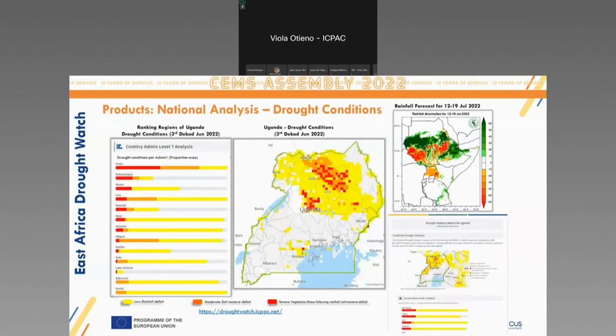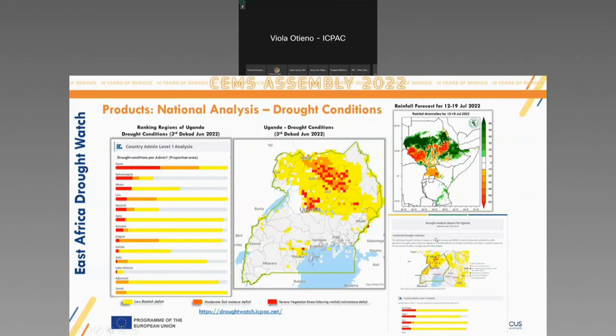The other products you can get at national analysis, and this is feedback that we received when we're dealing with the stakeholders. We showed them the regional analysis where you can see which country is the most affected. And they said it would also be interesting to have similar analysis for national level as well. So it means for every country, you can be able to tell which are the most affected regions or administrative levels within the country as well.